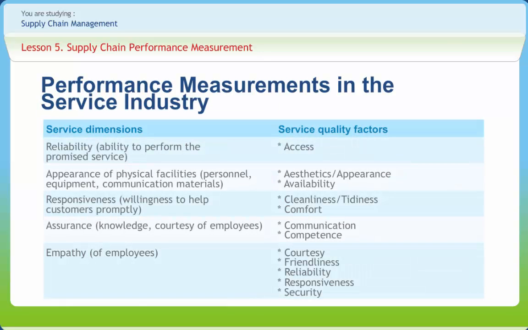For service industry performance measurements, Parasuraman identified service dimensions while Johnston et al. identified them as quality factors. These can be called service determinants and can be used to measure perceived as well as delivered quality. The table here shows performance measurements for service industries based on both these classifications.